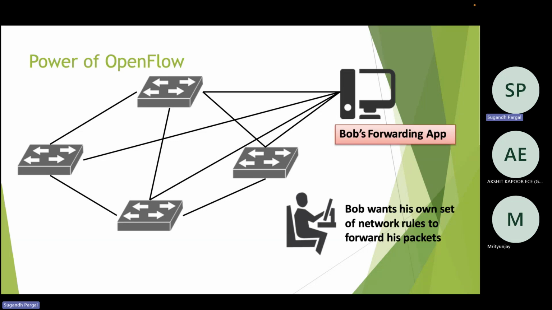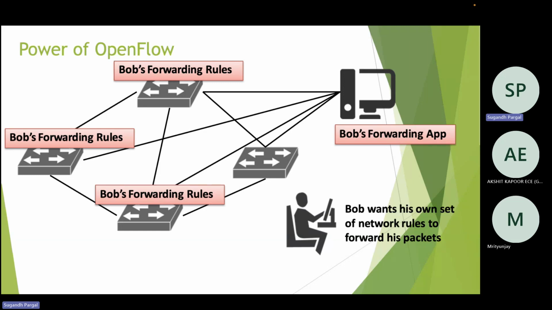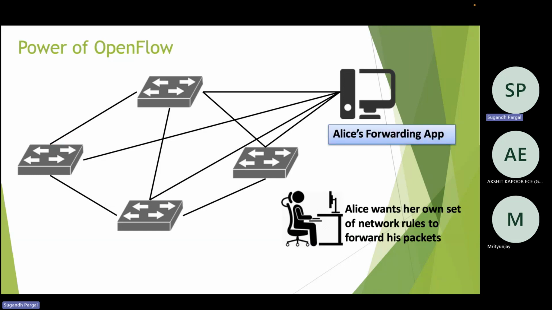So this is the power of OpenFlow, that anyone can write their own set of operating systems. For example, Bob wants to write his own set of network rules for forwarding his packets. So he maintains Bob's forwarding app, and with the help of this app, all the networking takes place. Every router follows the same forwarding rules.